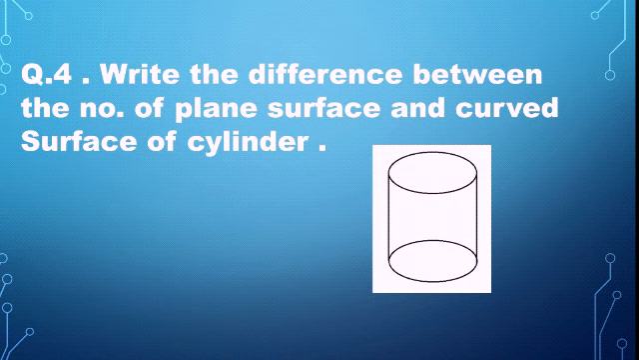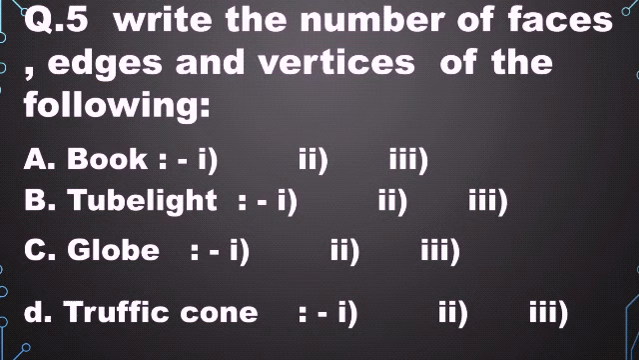Let's discuss our fifth number question. In the fifth question, what is given is: write the number of faces, edges and vertices of the following: book, tube light, globe and traffic cone.